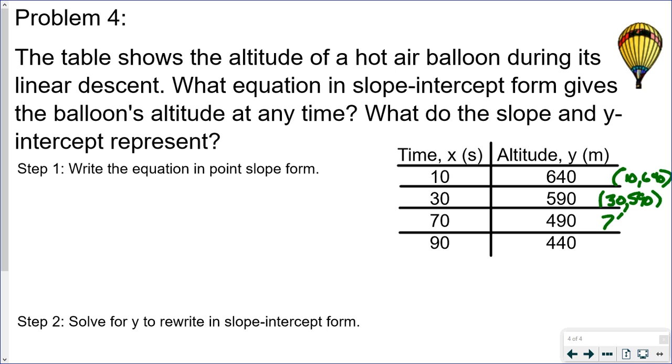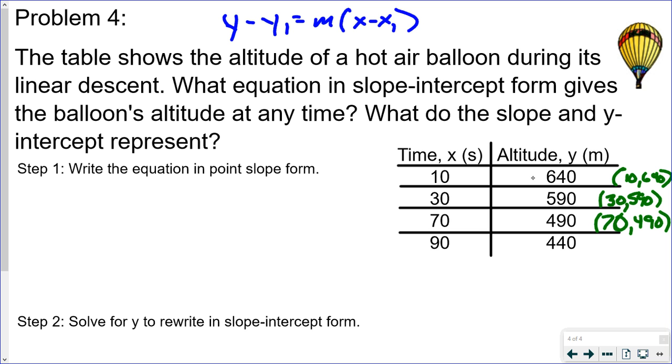This is 70 comma 490, and so on. So these are ordered pairs. So for point slope form, one more time, y minus y1 equals m times x minus x1. And these forms you should memorize. So I need a point and I need a slope. Well, I have 4 different points to choose from. I can use any of those that I want.